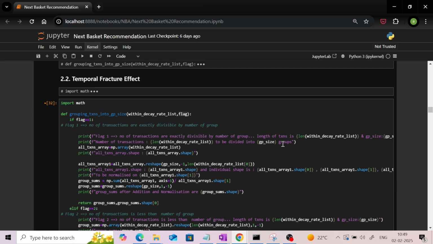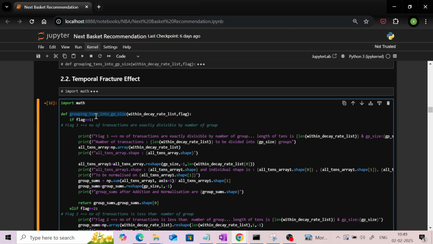Hi friends, today we will introduce the topic of temporal fracture effect and how it is implemented. We will be using the grouping transactions into group size function to implement the temporal fracture effect concept. The temporal fracture effect is denoted by this function because grouping transactions into group size does all the maths behind the temporal fracture effect. So let's dive right into it.